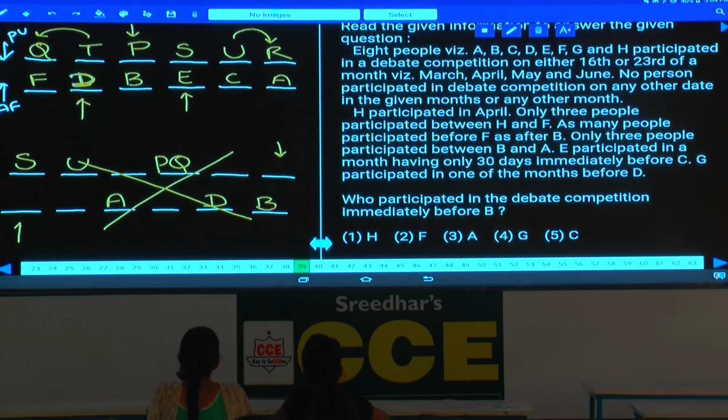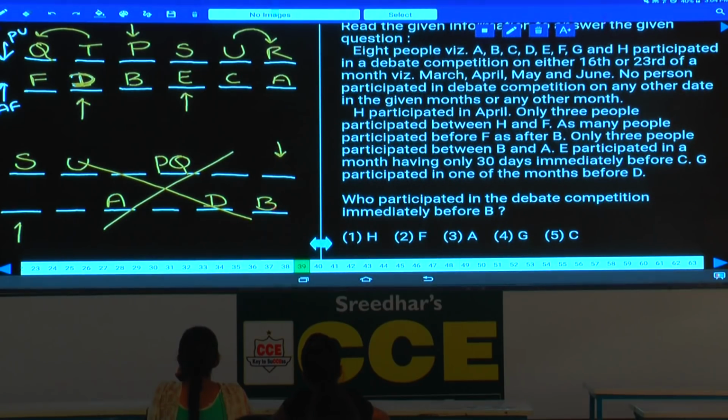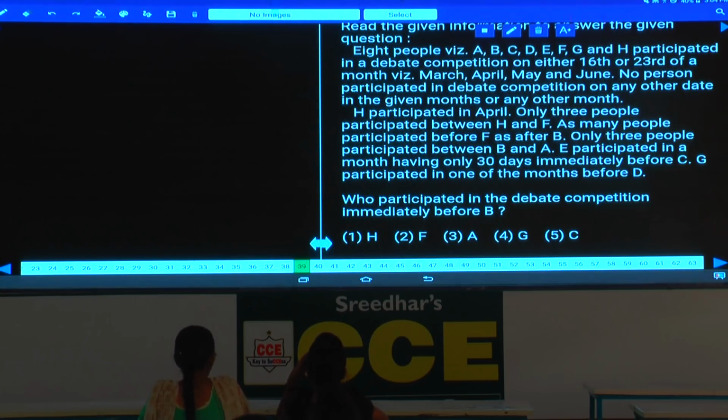Then question numbers 39 to 43. Now in this one, how many people are there? There are 8 people, A, B, C, D, E, F, G and H, who participated in a debate competition on either 16th or 23rd of a month, isn't it? How many months are there? There are 4 months. And what are those 4 months here? Either 16th or 23rd.